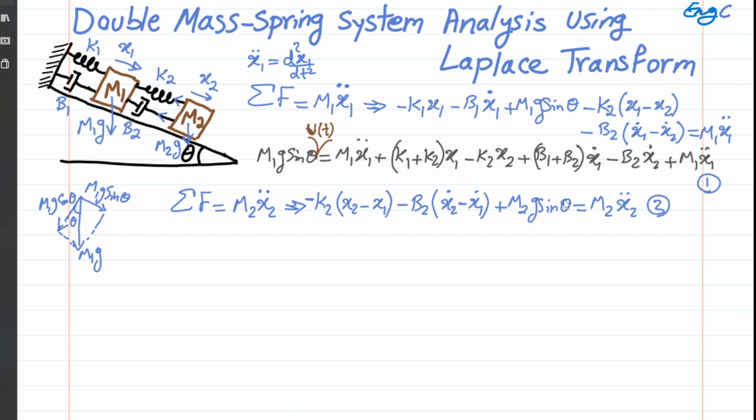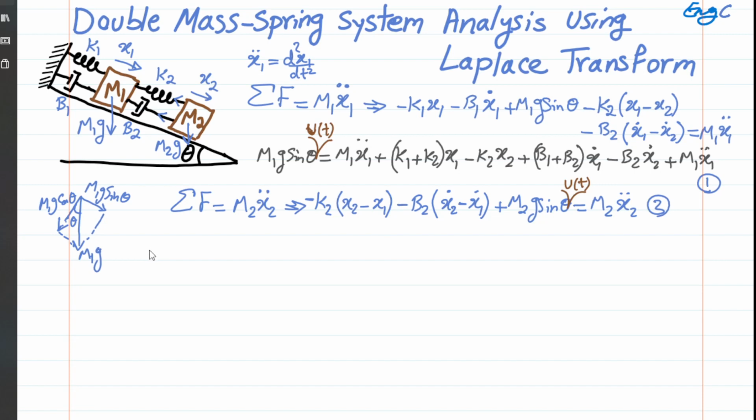The same thing about m2g sine theta. Effectively, you have m2g sine theta times u of t. u of t is the unit step function. So it's as if up to time 0, that force is not there. Suddenly, starting at time 0, that force appears. Okay, so with that in mind, what I can do is rewriting equation 1 using Laplace transform, and it becomes this.